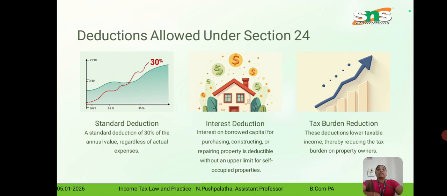There are three categories. The standard deduction is 30% of annual value. Then interest deduction means interest on money borrowed for purchasing, constructing or repairing the property is deducted, with an upper limit for self-occupied properties. Then tax burden deductions: these deductions lower taxable income. That is the deductions. This is the burden of the property owner.